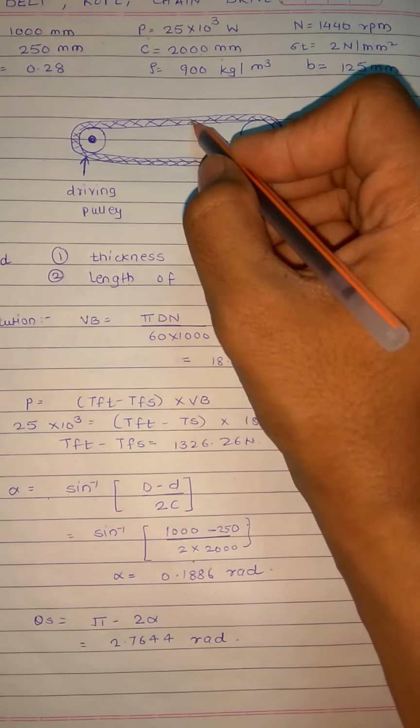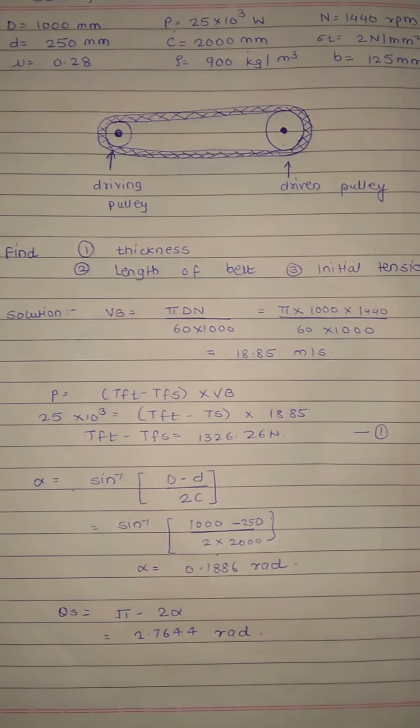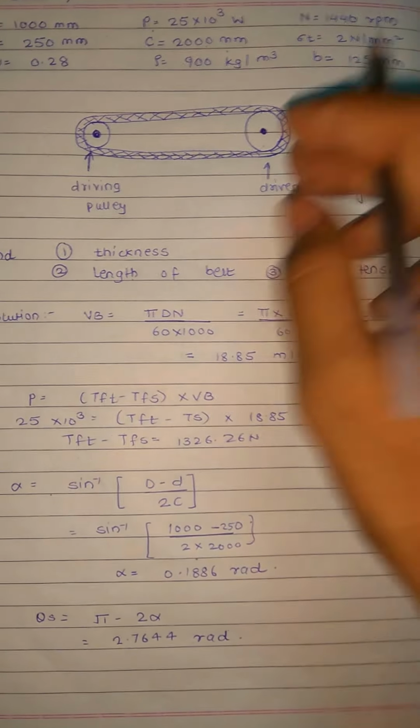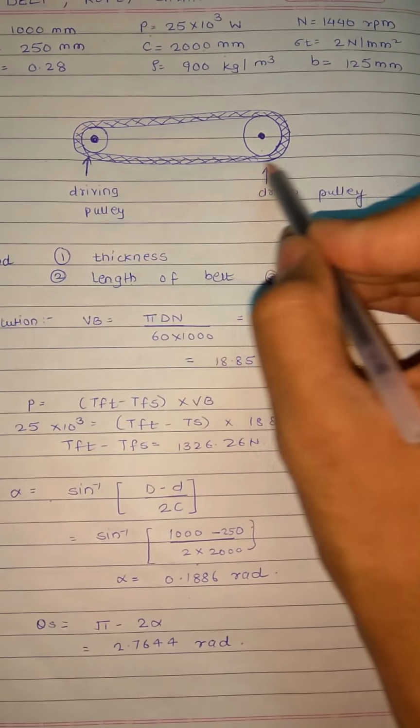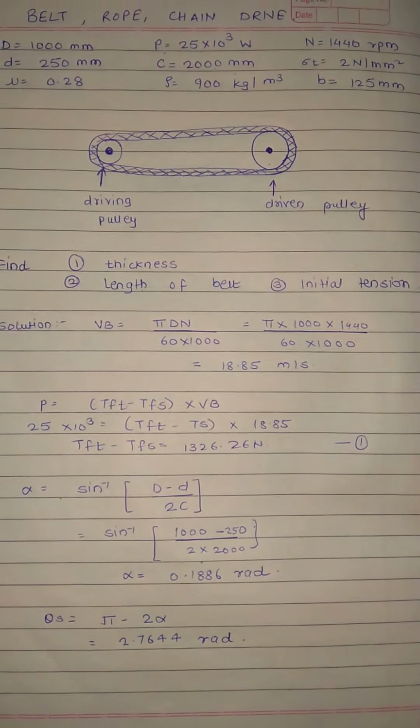Now, this thickness is always based on the load carrying capacity or the power transmission capacity. Therefore, we have to find the thickness, and what length of the belt will be wound around both these pulleys is to be found out. So we will find out the length of the belt.